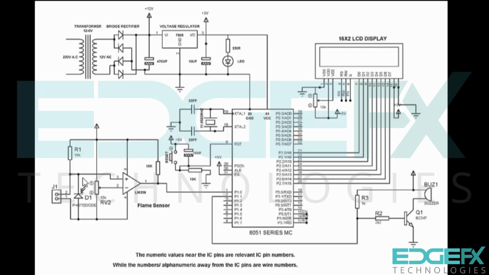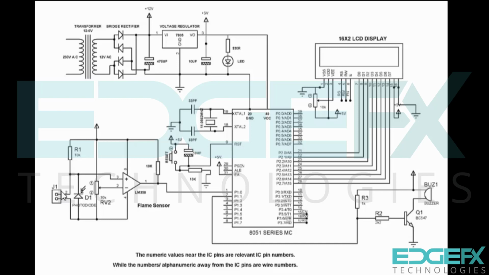Based on that, this photodiode and 10K resistor make a potential divider. Initially when there is no flame, it exhibits high resistance, so this point will have more voltage than this. At the second pin we have a variable resistor to set the value, so initially the output will be high. This is going to the microcontroller. Based on the microcontroller program, it will display no flame and the second pin will deliver low logic. The buzzer will be in off condition.